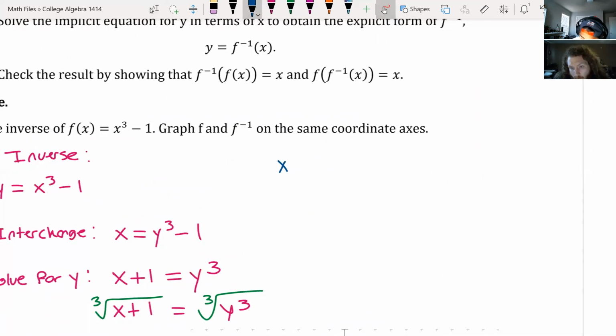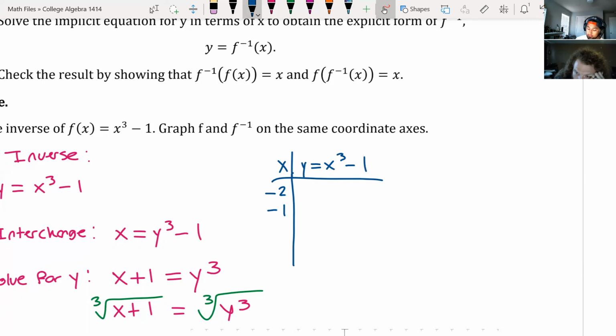So here we have x and y equals x cubed minus 1. And the most common points to pick when graphing a function is -2, -1, 0, 1, 2. And these are going to be the only actual values that fit on the graph below, unless we made the intervals appropriate. But if you ever need to know how to graph a function, pick points. And the most common points to pick are -2 to 2.